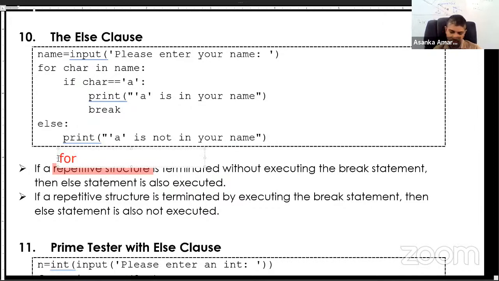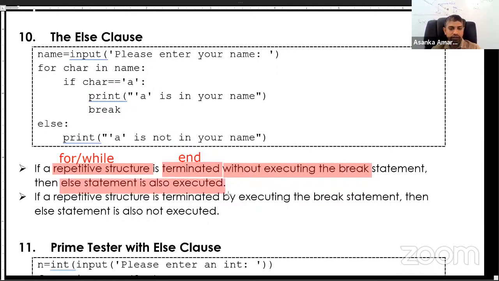It can be used with a for, and it can be used with a while. Is terminated. Terminated means stop. How does it stop? That means it is the end of the range, or the condition for while is not satisfied. Right? But there's another way to end, without executing break. Without executing the break statement, then the else statement is also executed.